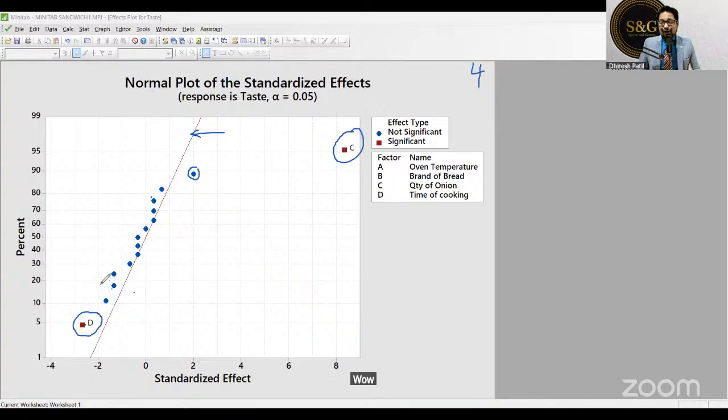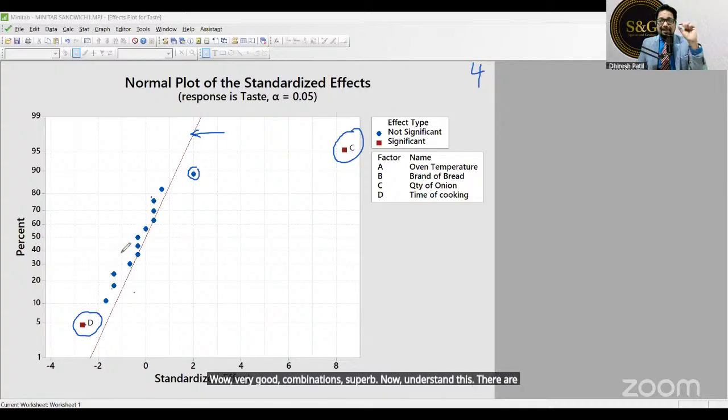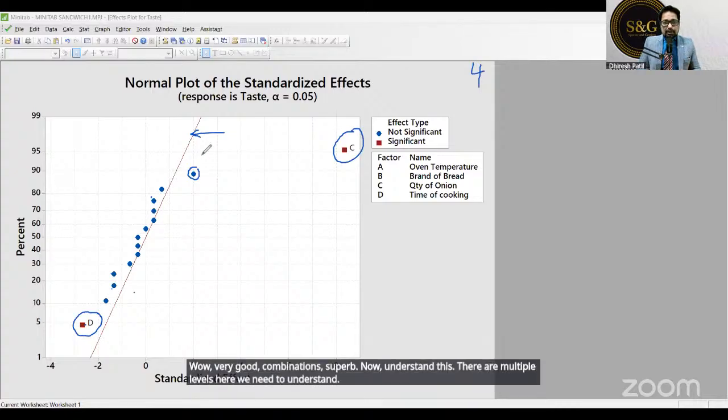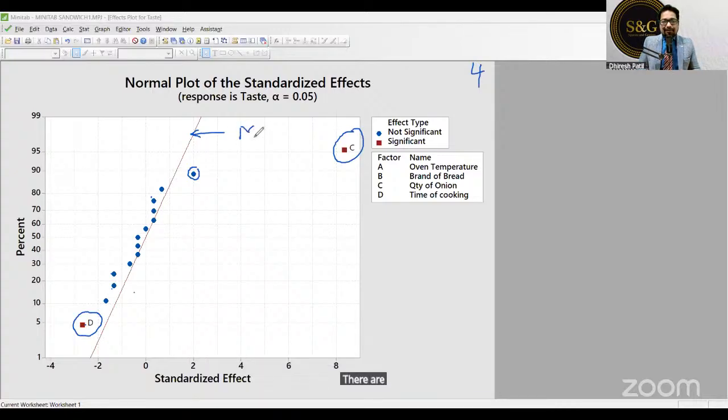Wow, very good. Combination, superb. Now understand this. There are multiple levels here we need to understand. There is what is called the main effect. Make a note of this. Main effect.